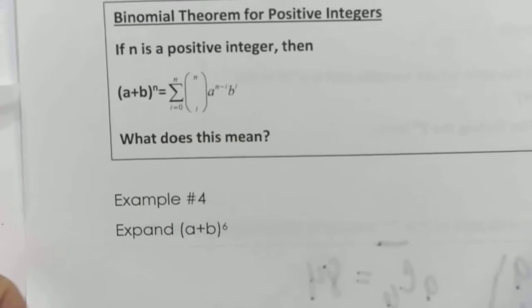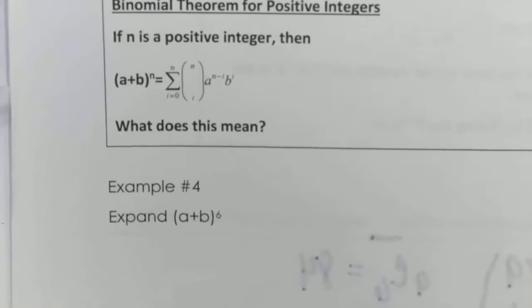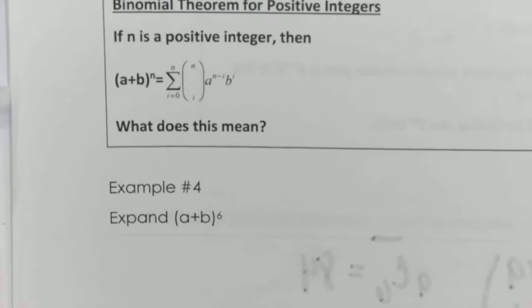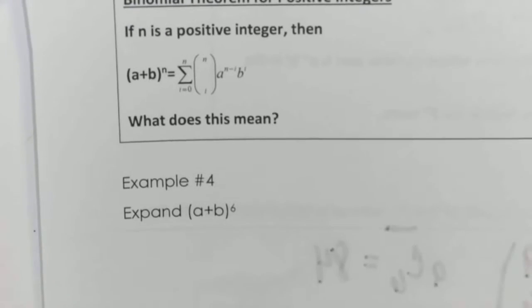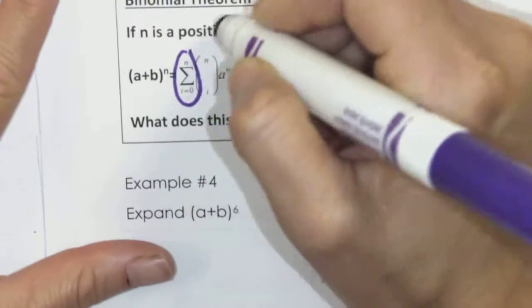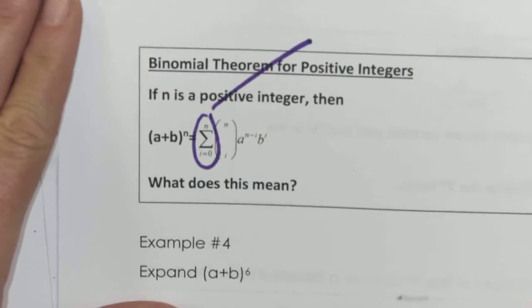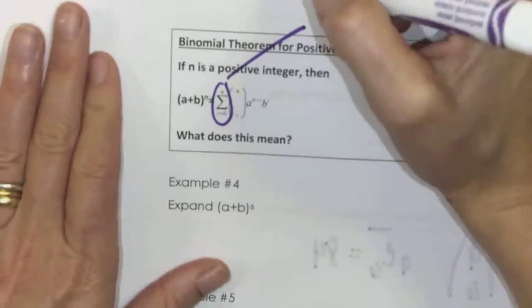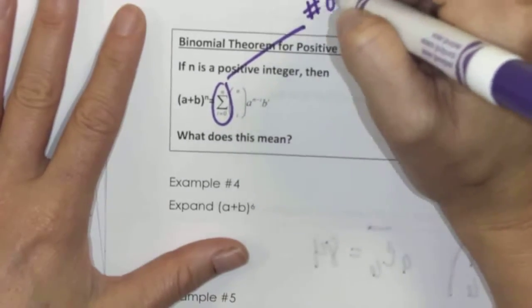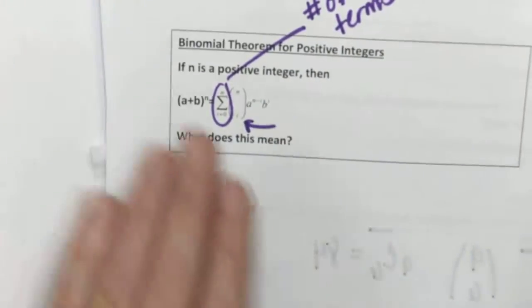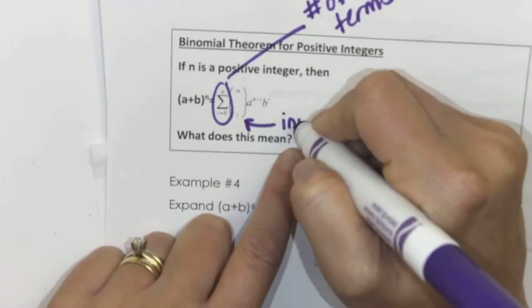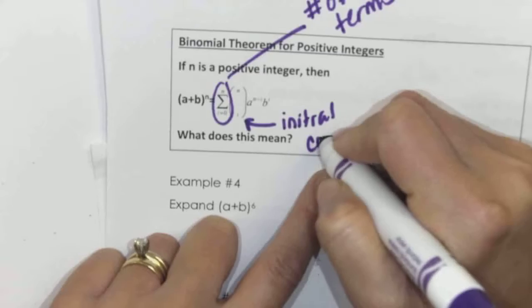Now we're going to go in, and we talked about the binomial theorem for positive integers. I have it written up there, the sum and how that works. What does it mean? Let's go through the pieces here. This part helps you figure out the number of terms. This right here, the combination, gives you the initial coefficients for each term.